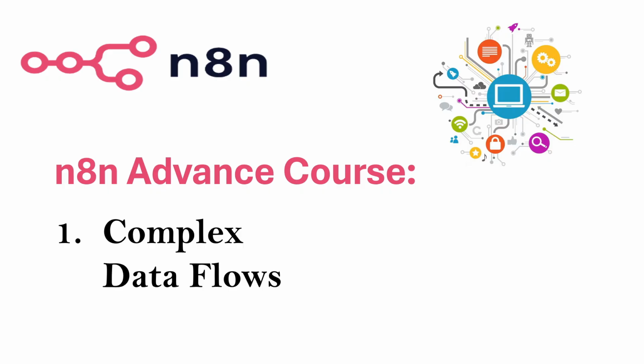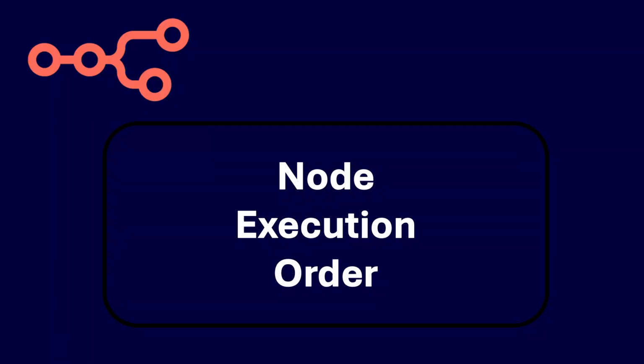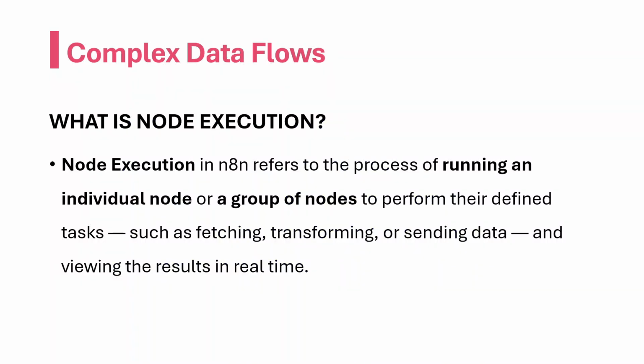First of all, we are going to start with the concept of node execution order. In n8n, every node performs a small part of our automation. For example, one node might fetch data from Google Sheets, another might filter it, and another might send it to Slack. When we execute a node, we are basically telling n8n, run this node now and show me what it does. It helps us test individual parts of the workflow instead of running everything at once. It's like checking each piece of the puzzle before putting it all together.